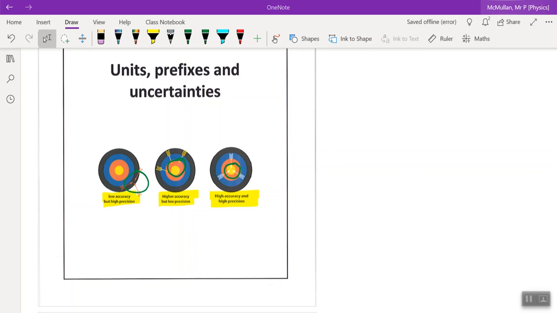So first thing to think about is accuracy and precision and the difference between them. There will be a video on Firefly which will go through what I've just said again for you to watch. And it talks about shooting an apple which is on top of somebody's head with an arrow.